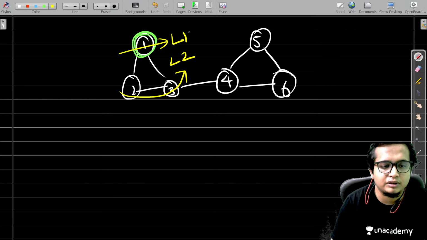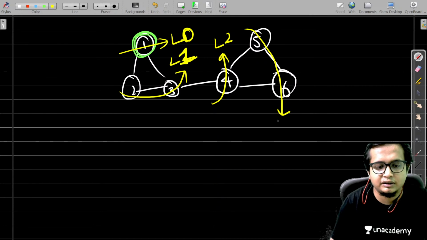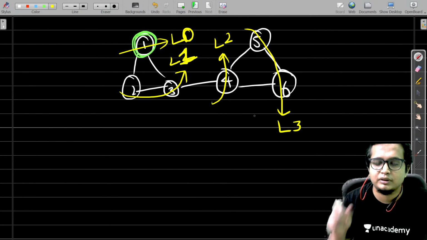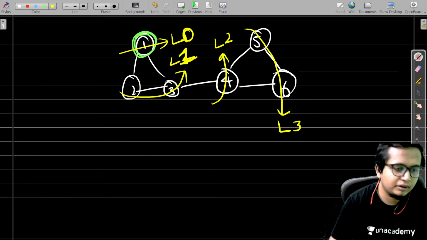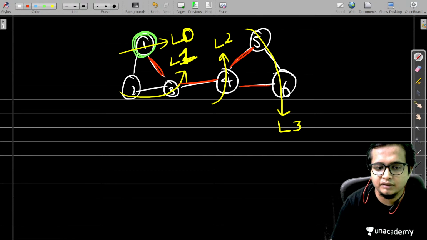Here you can say this is level 0 or level 1, and here you can say that it is two edges apart, so you can consider it as level 2, and these you can consider as level 3 since these nodes are at a distance of 3 units. I hope it is clear how I am calculating the distance. So this is 1 unit, this is 1 unit, and this is 1 unit. And similarly for this.